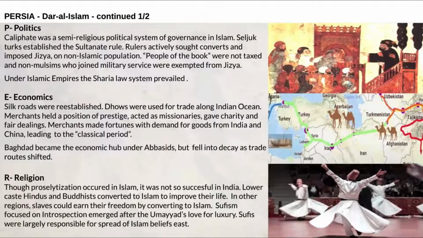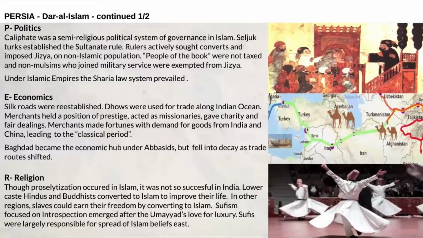Religion. Though proselytization occurred in Islam, it was not as successful in India. Lower caste Hindus and Buddhists converted to Islam to improve their life. In other regions, slaves could earn their freedom by converting to Islam. Sufism was focused on introspection and had emerged as a result of the Umayyad love for luxury. Sufis were largely responsible for the spread of Islamic beliefs east.